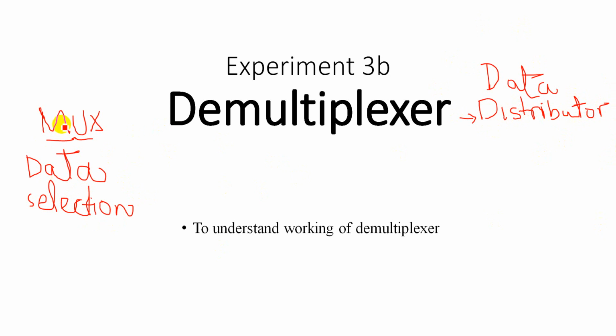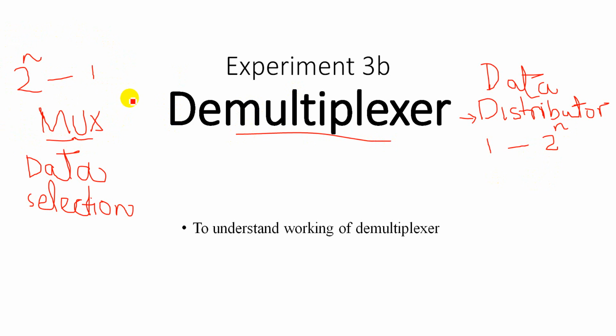Secondly, how many input lines do we have in the multiplexer? In case of a multiplexer, the number of input lines is 2 power n. But in case of a demultiplexer, the number of input lines is only one. In case of a multiplexer, we always have only a single output, but in case of a demultiplexer, we have 2 power n output lines. So basically, the demultiplexer is performing the opposite operation of what the multiplexer was performing.